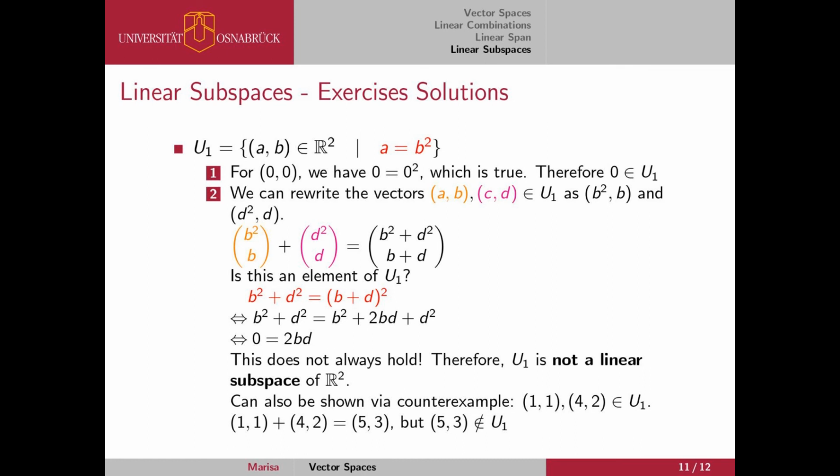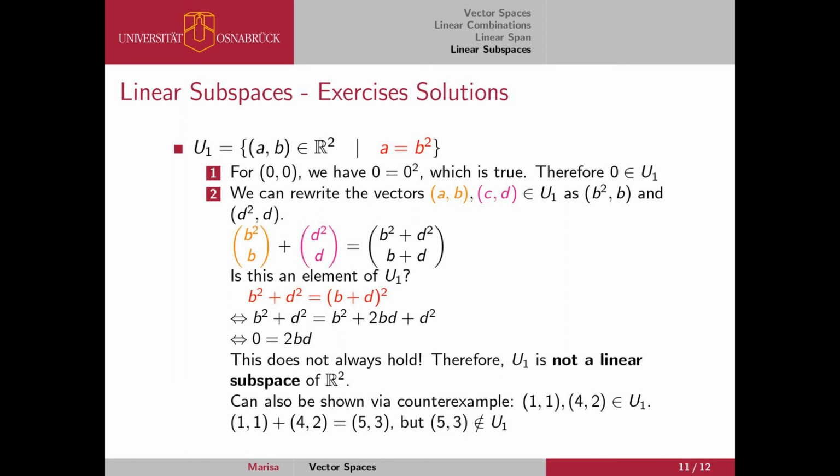And therefore, U1 is not a linear subspace of R2. And you can also show this via a counterexample if you want to. Because if you take two vectors that are part of U1, for example, (1, 1) would be in it because 1 is the square of 1, or (4, 2) would be in it because 4 is the square of 2. So you have these two that are for sure elements of U1, but now if you add them, you would get the vector (5, 3), but this vector (5, 3) is not an element of U1 because 5 is not the square of 3. And this is also enough, so this counterexample way would also work.